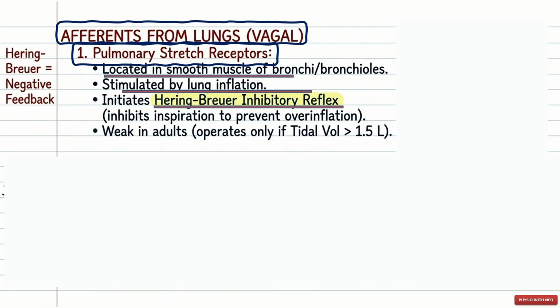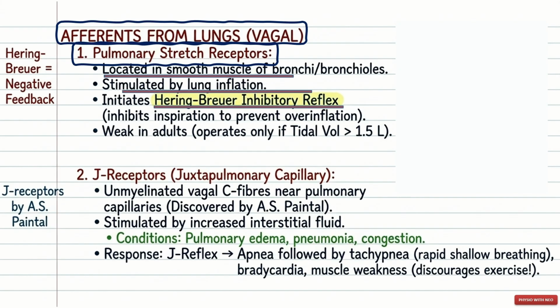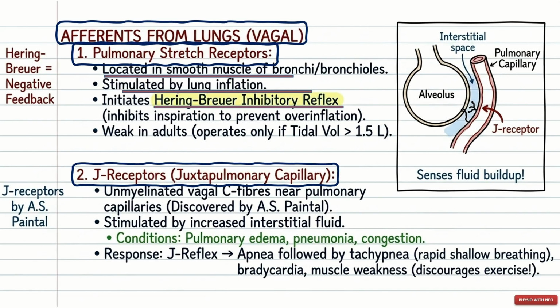Now, along with these pulmonary stretch receptors, we also have one more receptor, called the J receptor, also called the juxtapulmonary capillary receptor. You can see the location of this receptor in this diagram. It is in the interstitial space. These J receptors are unmyelinated vagal C fibers near the pulmonary capillaries.